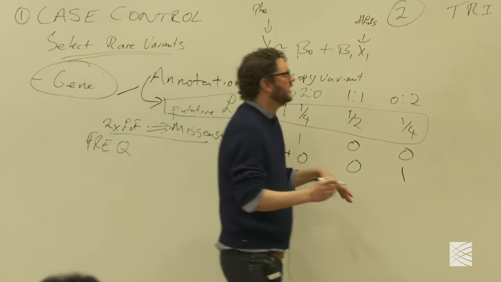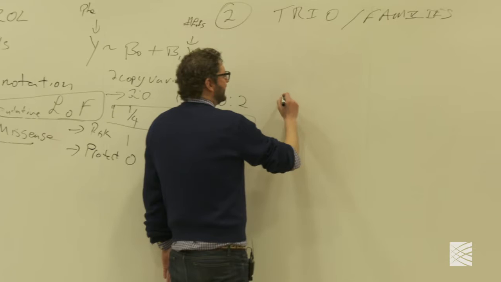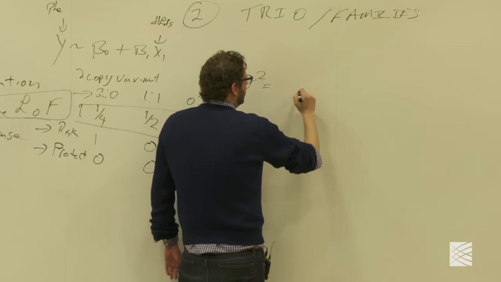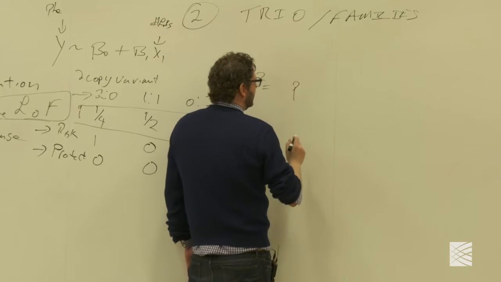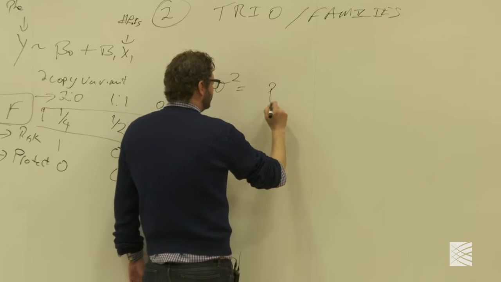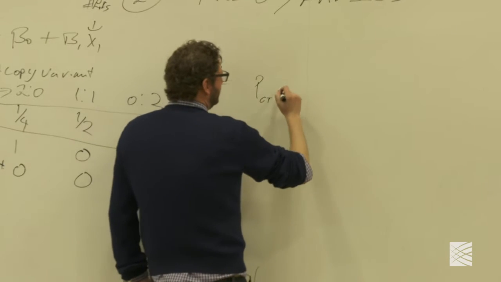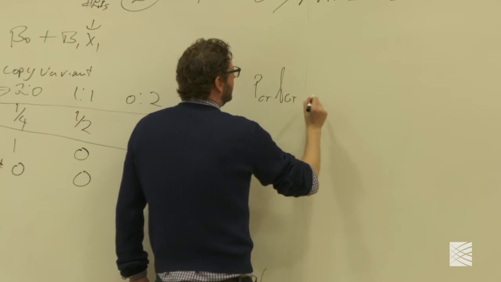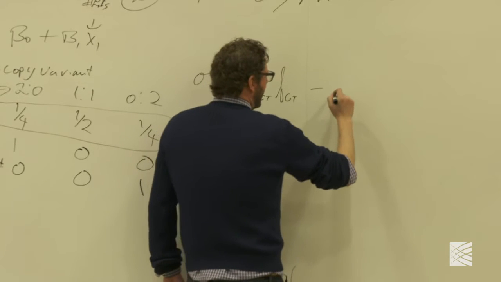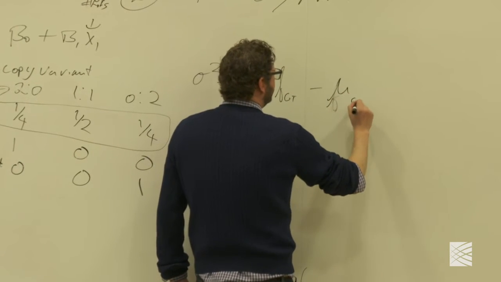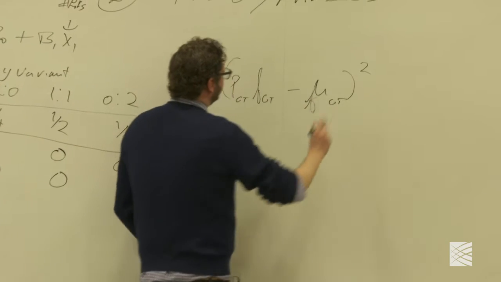Because normally when we calculate the variance, we can think about the variance as simply defined as the probability of the genotypes times the frequency of those genotypes, minus the average, the mean of the frequency of the genotypes, and we're just going to square that.